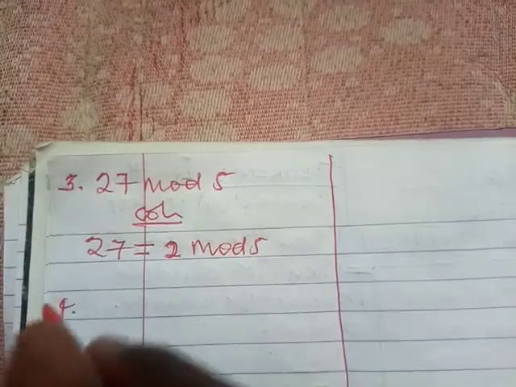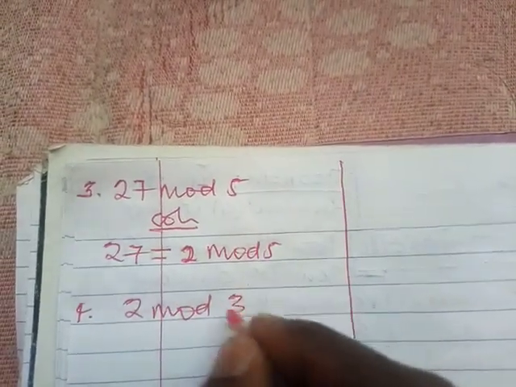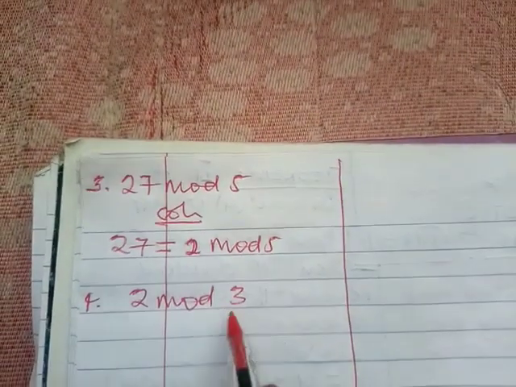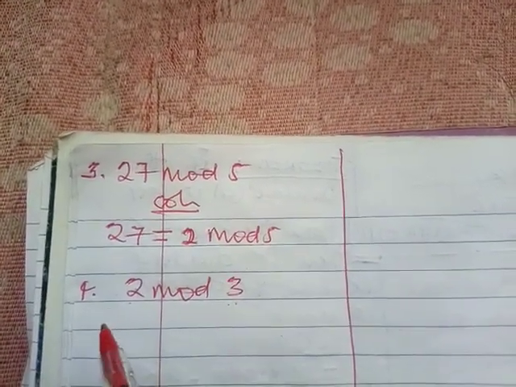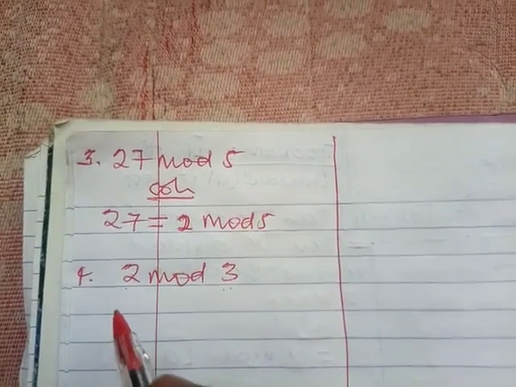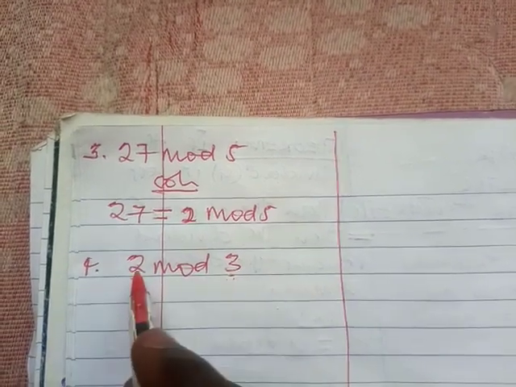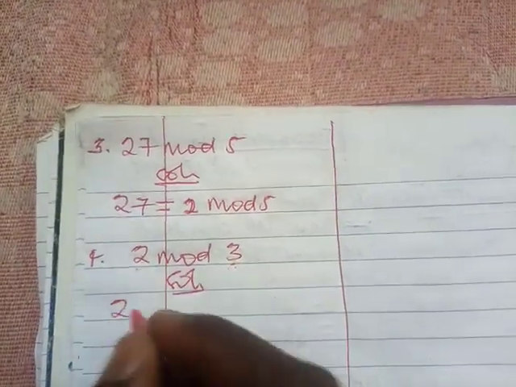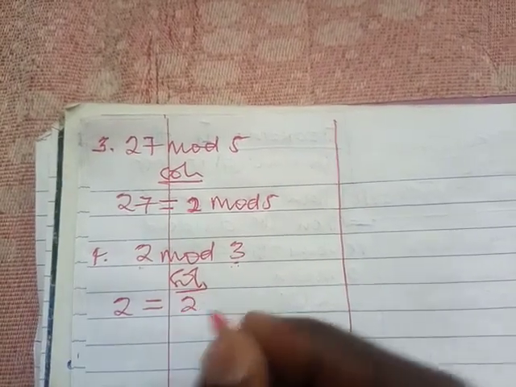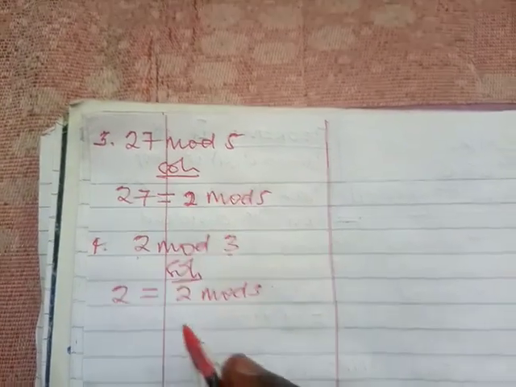The next one, let's look at this example, 2 mod 3. Now because 3 cannot divide 2 and 2 is less than 3, we realize that one of the theorems told us that if the dividend is less than the divisor, we write this as our answer. So since 2 is less than 3, 2 mod 3 is the same as 2 mod 3. So that's how it works.